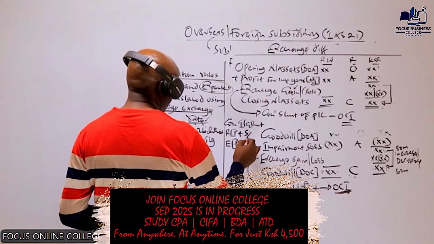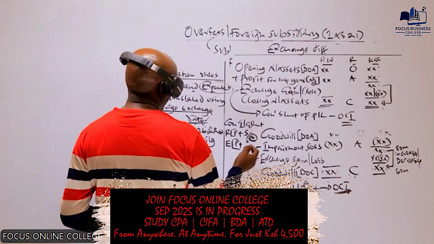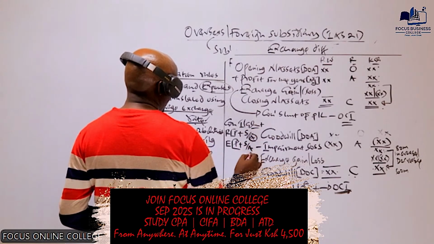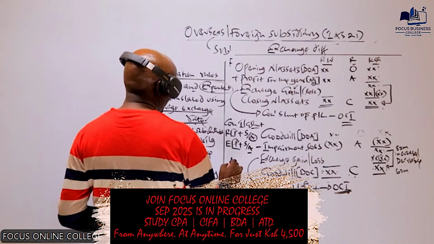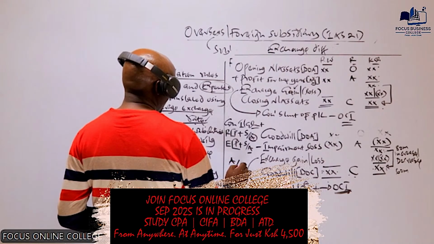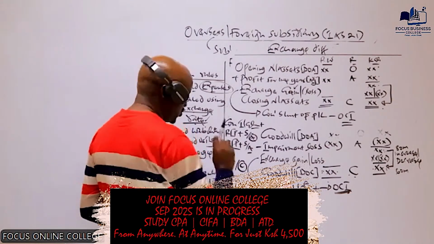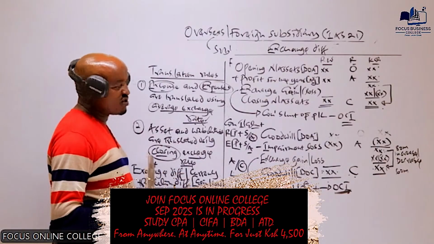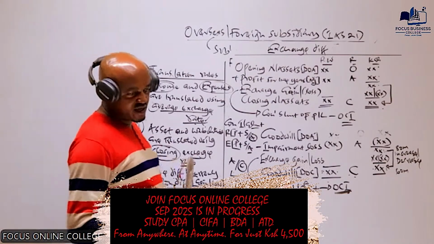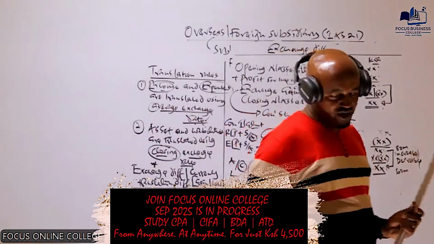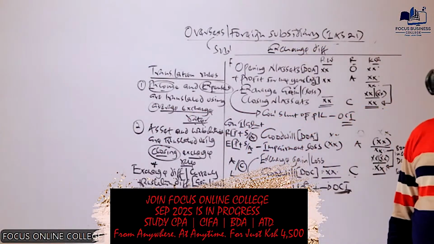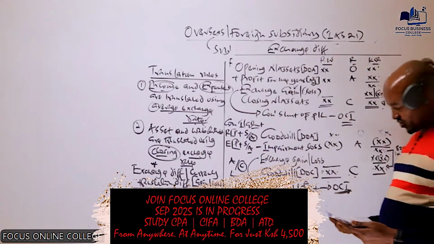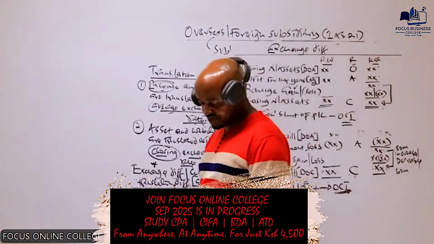We have said that all items of the income statement will be translated using the average exchange rate. But the items of assets and liabilities, those of the foreign subsidiary, will be translated using the closing exchange rate. So if you can record that, basically this one is quite simple. And with that particular knowledge, I want us to go straight to a question.